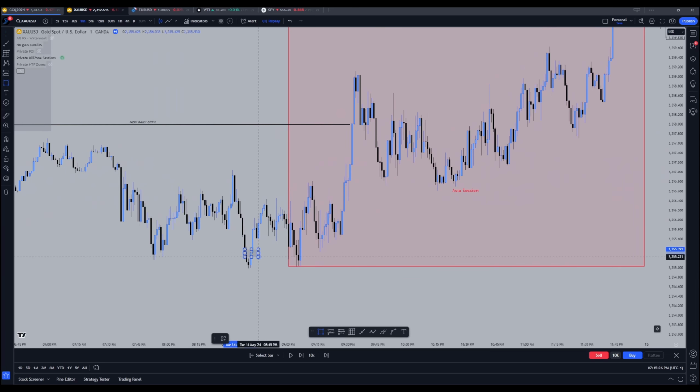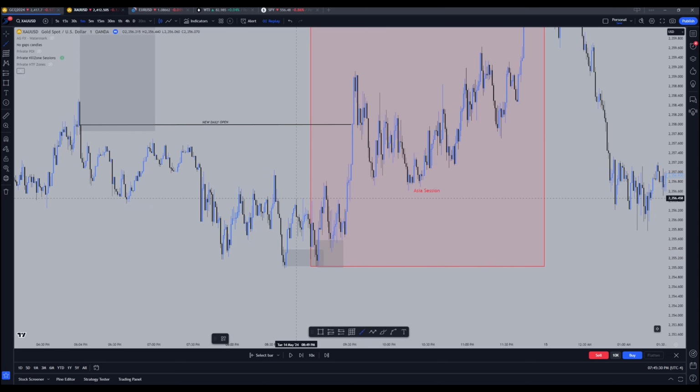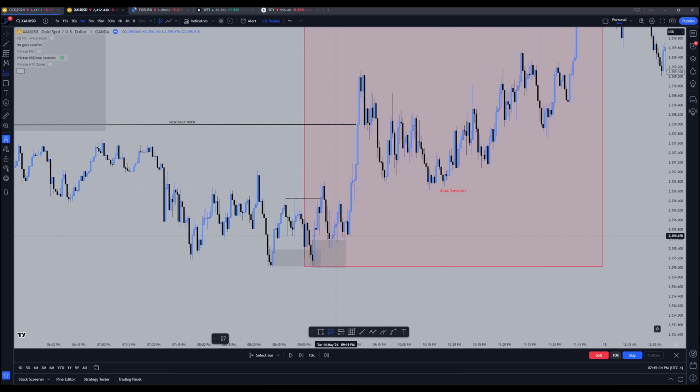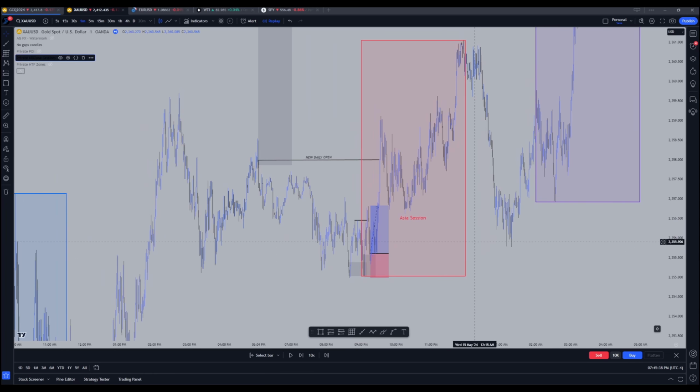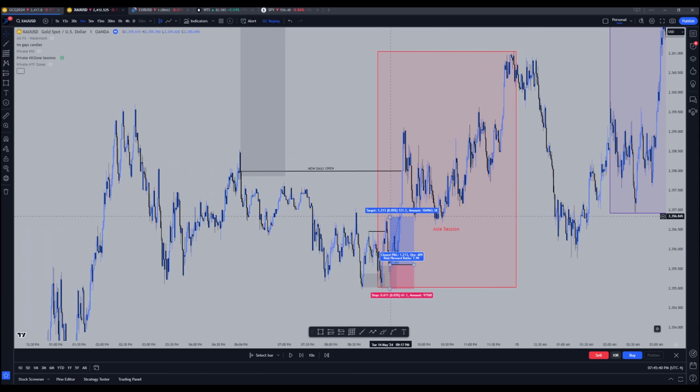So right here, for example, we have an OB, and then this OB gave us confirmation here. We had an internal break of structure, change of character. But here, for example, this could be a valid trade. We were below the new daily open, so in terms of timing, our trade is very good.